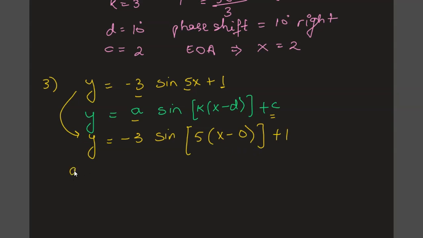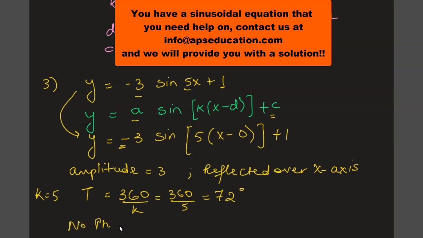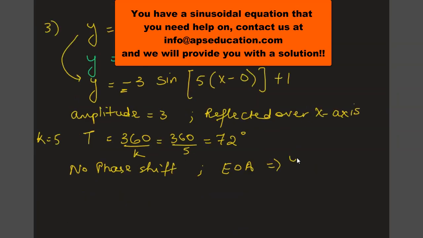Now I can write down my amplitude as 3 because a is negative. So I can write down that this graph is reflected over the x-axis. Next we have k given to us as 5. That can help us find the time period. So time period is 360 by k, which is 360 by 5. When we divide it, we see it gives us 72 degrees. So my time period is going to be 72. There is no phase shift as the d value is 0. The equation of axis is y equal to 1.